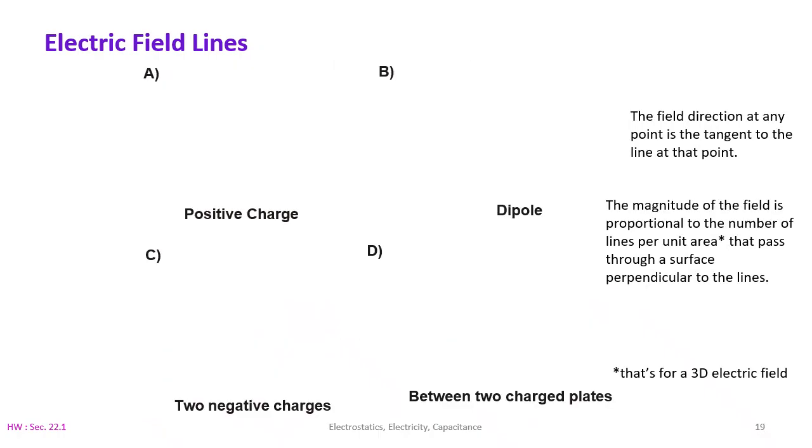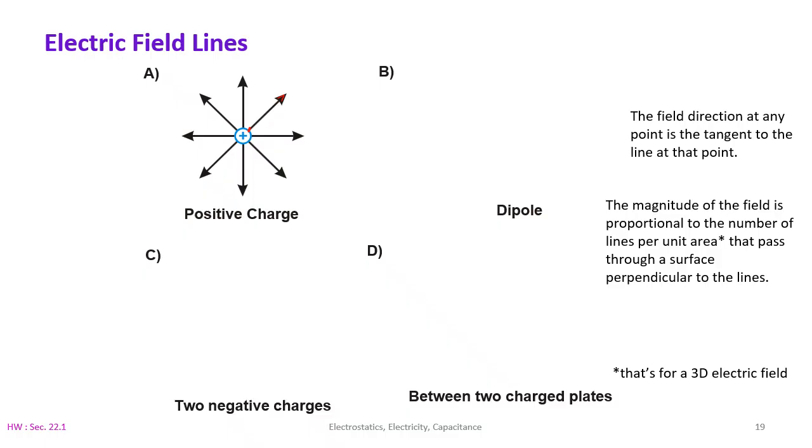Okay, so let's have a look at a few examples, and I'll show you how to interpret the electric field line images. First of all, we have a positive charge, and you can see that the field lines start from the positive charge and the arrows are directed away from it. Another thing you can see here is how the density of lines reflects the strength of the electric field.